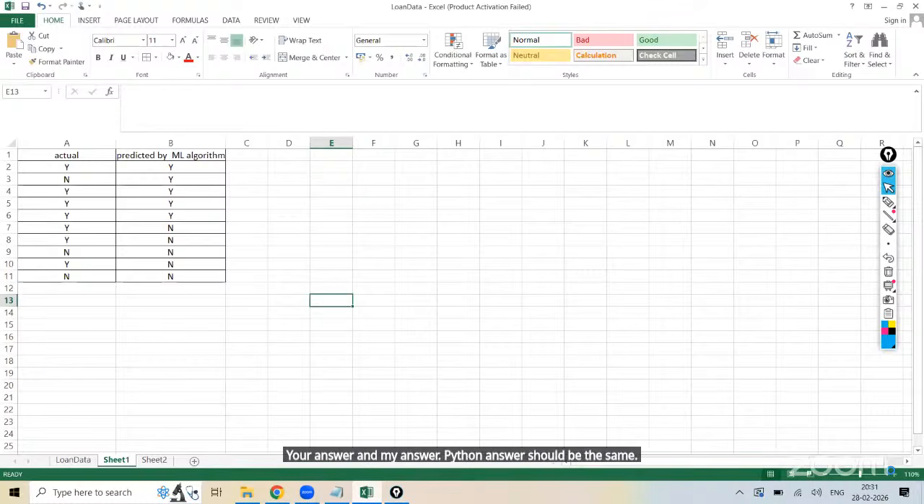Write everyone this data set in your notes. These 10 records, these 10 records. Once completed, we can leave. We'll continue in tomorrow's class, that is next Saturday, ML class.